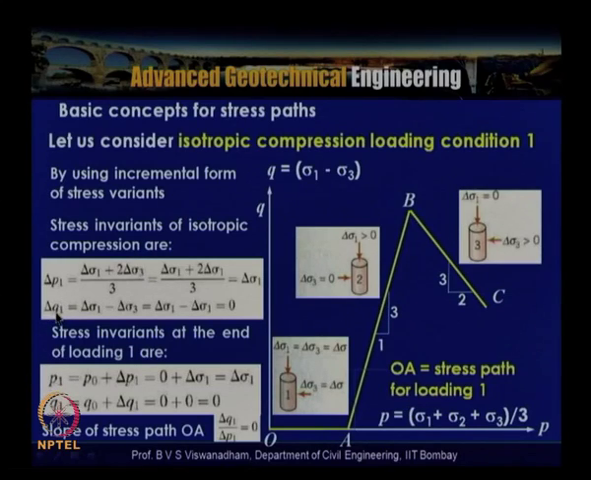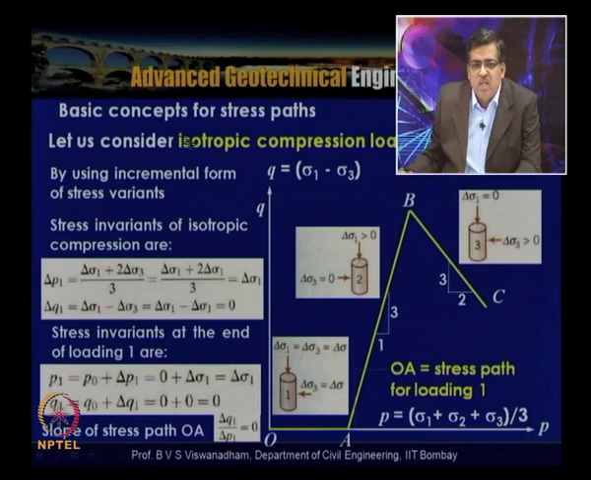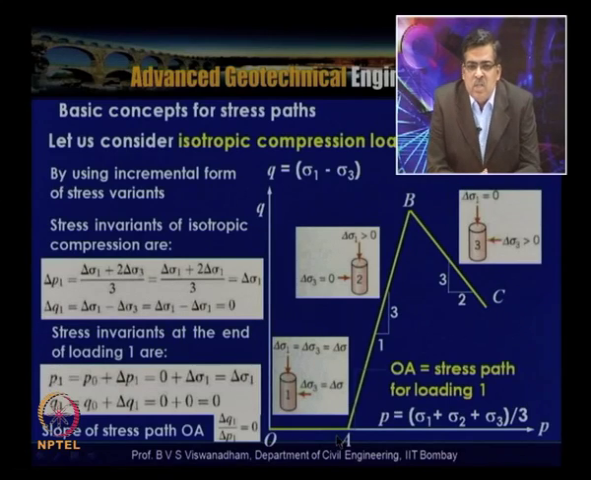So delta Q1 is equal to 0 and delta P1 is delta sigma 1. So 0 by delta sigma 1 is 0. So the slope of this line is 0, and OA is the stress path for loading 1. Loading 1 is isotropic compression, where we have stresses which are identical in all directions, and that is indicated as path OA.